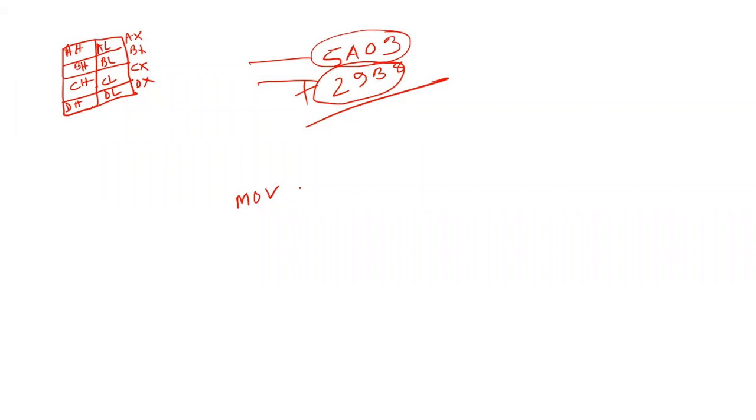Move A... no, not A. This is 16-bit, so you must use AX. If you use an 8-bit program, then AL, BL is no problem. This is the 16-bit, so this is the 8-bit and this is the 8-bit. Full is needed, so the code is AX. Clear? Yes, sir, clear.